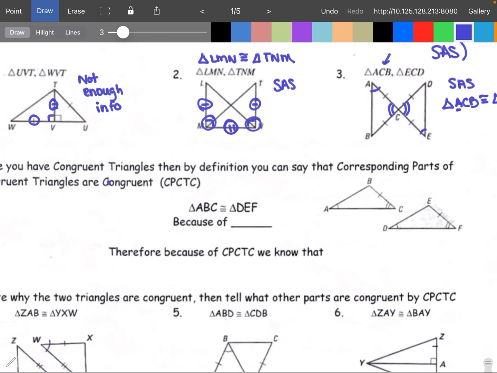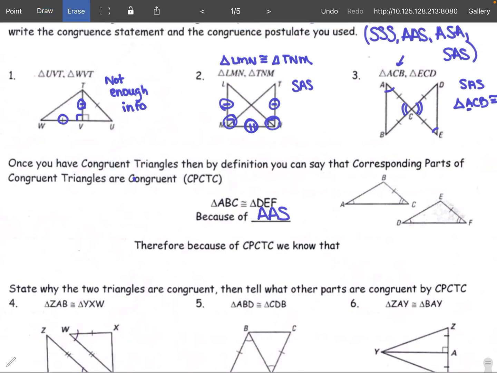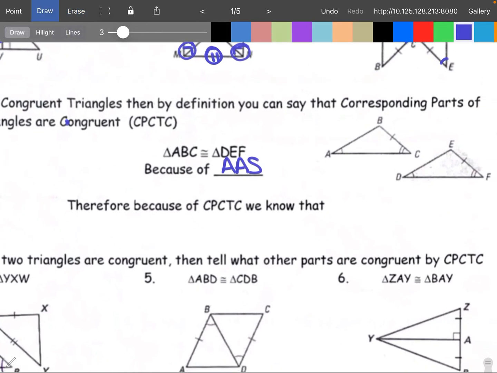So here's where the CPCTC comes into play. Once we have congruent triangles by definition, then we can say that corresponding parts of congruent triangles are congruent, or CPCTC, because corresponding parts of congruent triangles are congruent. That's quite a mouthful. So if I look at the two triangles over to the right, how are they congruent? Well, I have a side, I have an angle, and another angle. So we could say because of side, angle, angle, or we've been calling it angle, angle, side. But I also know that because those two triangles are congruent, then the corresponding parts are also congruent.